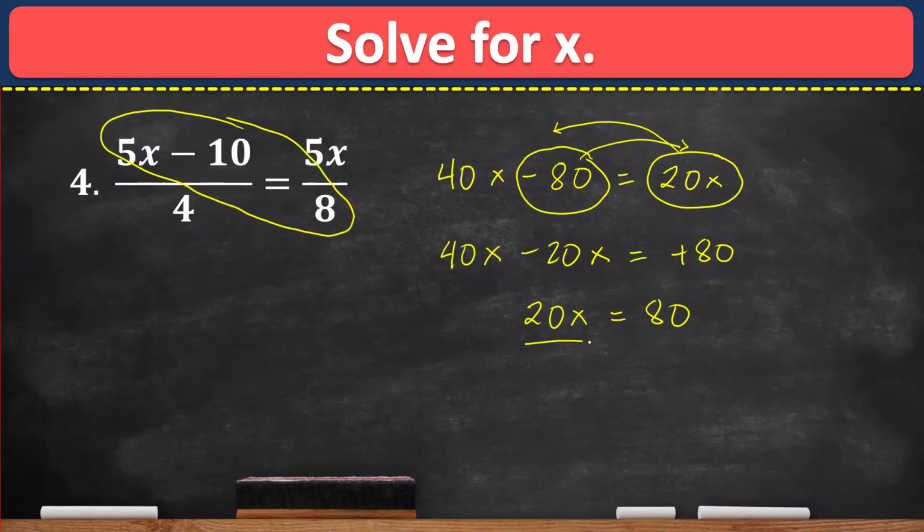Okay, then solve for x, divide both sides by 20. So 80 divided by 20 is 4. So x is equal to 4. Okay.